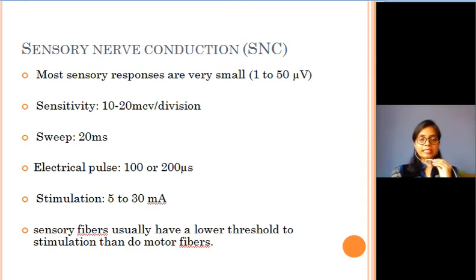Always remember that the sensory fibers have quite a low threshold. That means that they get stimulated more easily than the motor fibers.